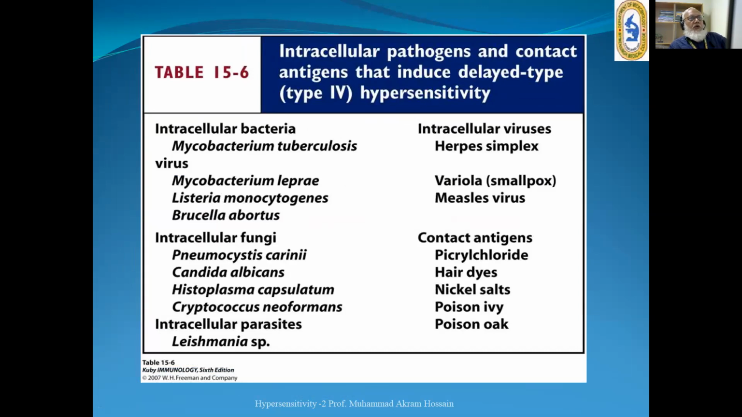So, these are intracellular pathogens and contact antigens that induce delayed type hypersensitivity. Intracellular bacteria include Mycobacterium tuberculosis, leprae, Listeria monocytogenes, Brucella abortus. Intracellular fungi include Pneumocystis carinii, Candida albicans, Histoplasma capsulatum, Cryptococcus neoformans, and the intracellular parasite is Leishmania. Examples of viruses are herpes simplex virus and measles virus, and there are some small metallic poisons like hair dye, nickel salt, poison ivy, poison oak, etc.